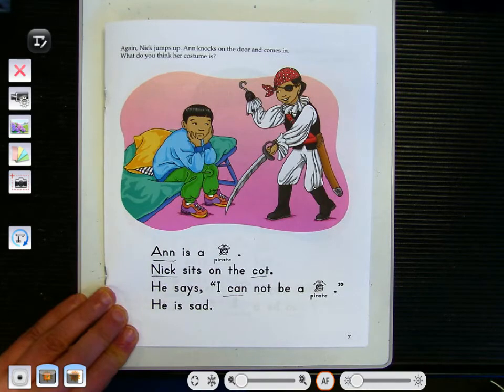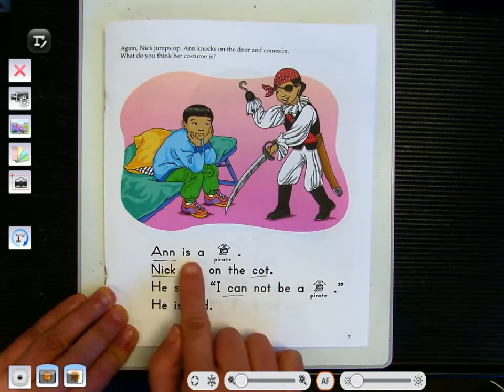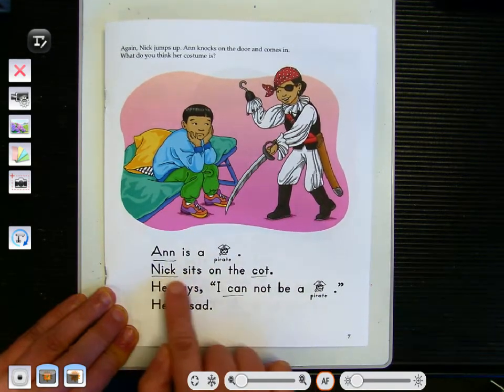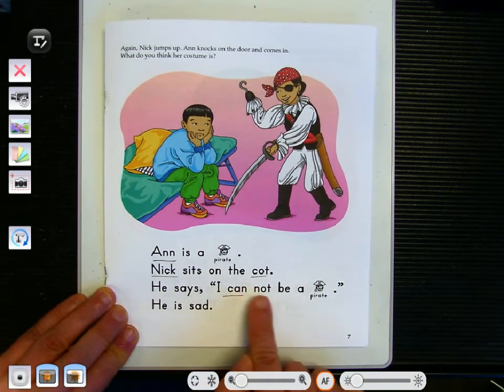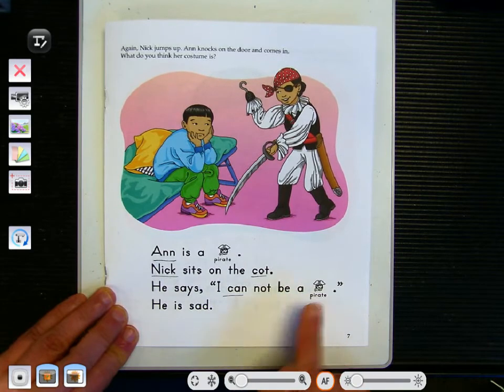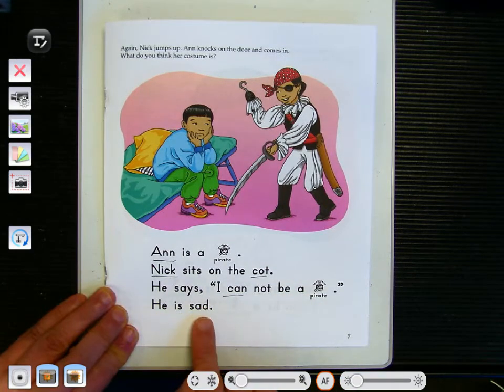Let's read that page fluently. Anne is a pirate. Nick sits on the cot. He says, I cannot be a pirate. He is sad. Your turn.